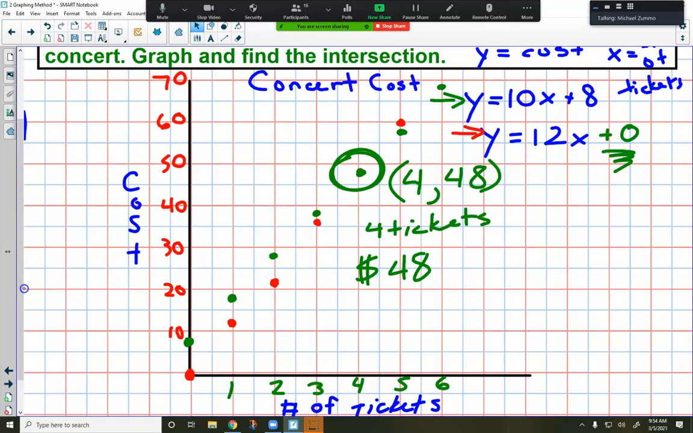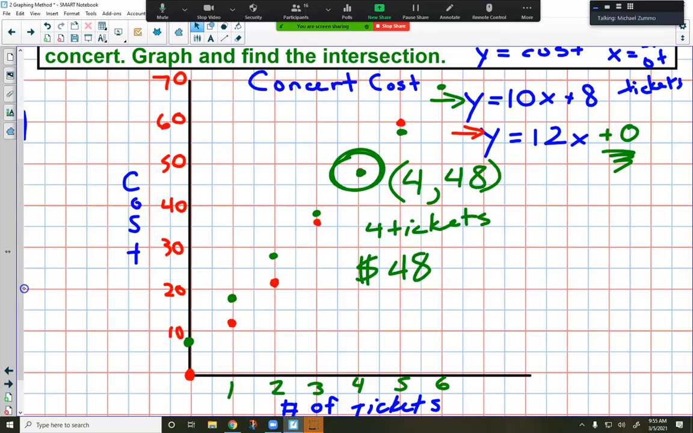If less than 4 people are going to the concert, if it's just you and 2 friends or 1 friend, maybe it's a date, who knows, you should be buying the tickets at the concert. It will be cheaper for you. It would be more expensive to buy online if there's less than 4 people going. If there's more than 4 people going, now it'd be smarter for you to buy it online. It would be cheaper to buy the tickets online. It'd be more money to buy it at the door at $12 a ticket for more than 4 people. This is why this is important.